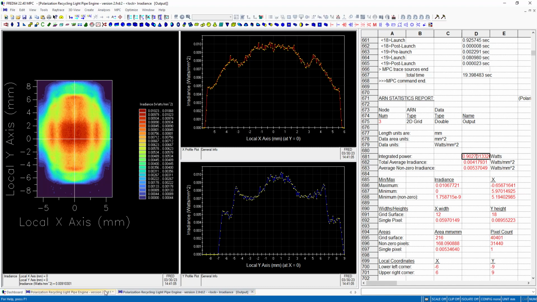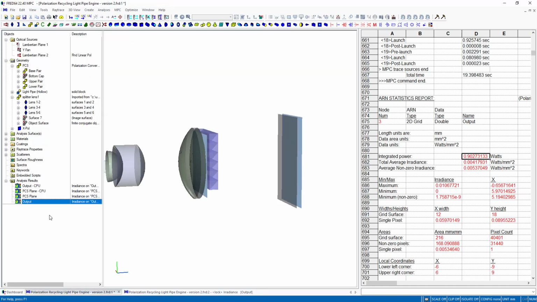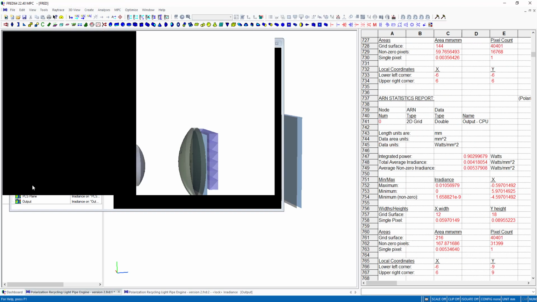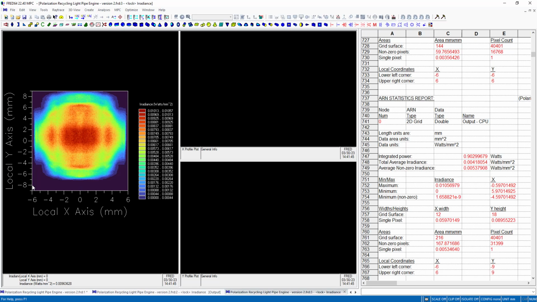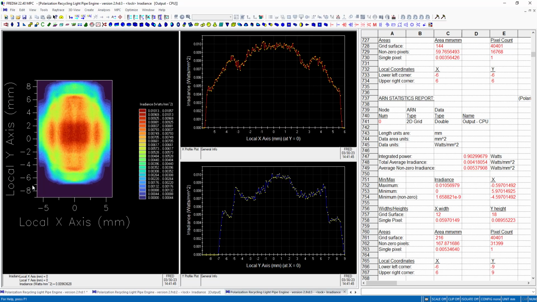That's the GPU answer. I did do the CPU trace a little earlier. That took several minutes. This is the output plane for the CPU, and we can see that's essentially the same answer. But that trace took several minutes compared to 20 seconds on the GPU.